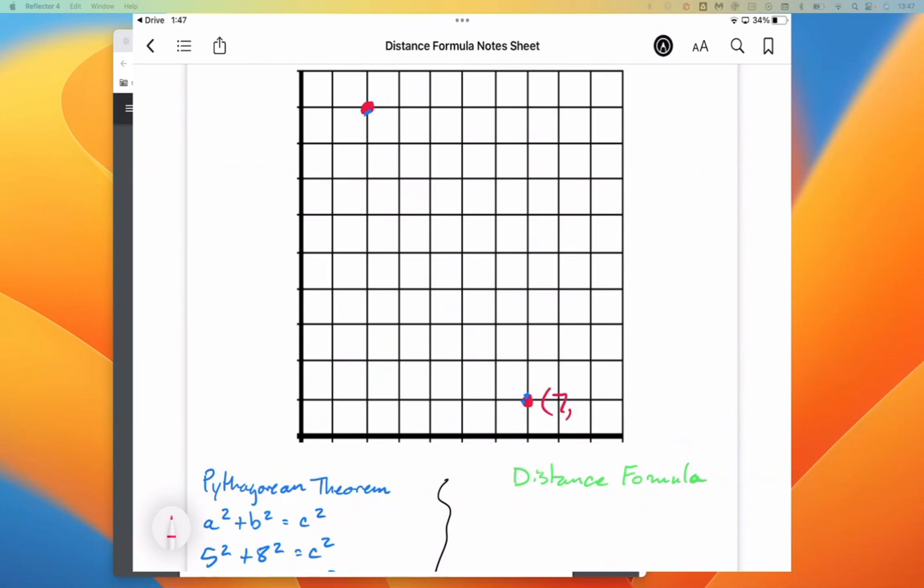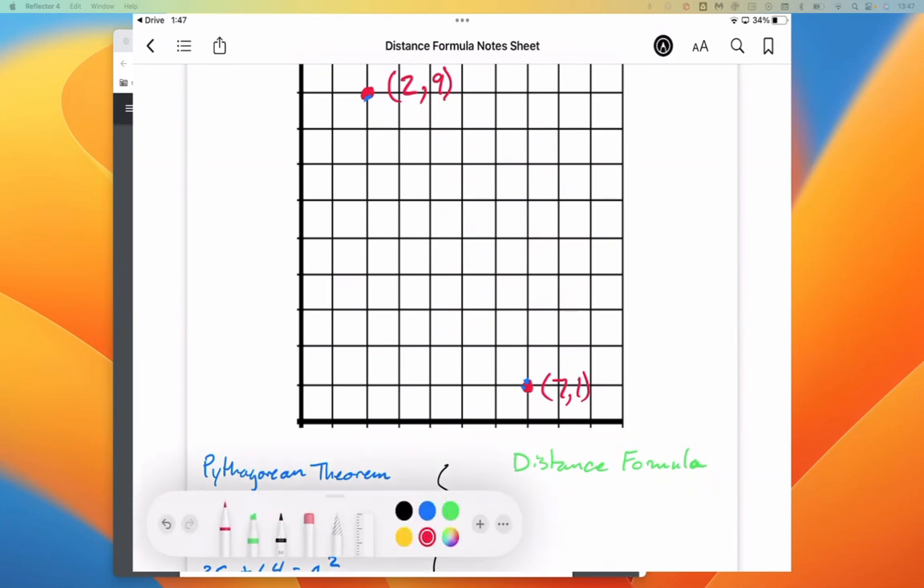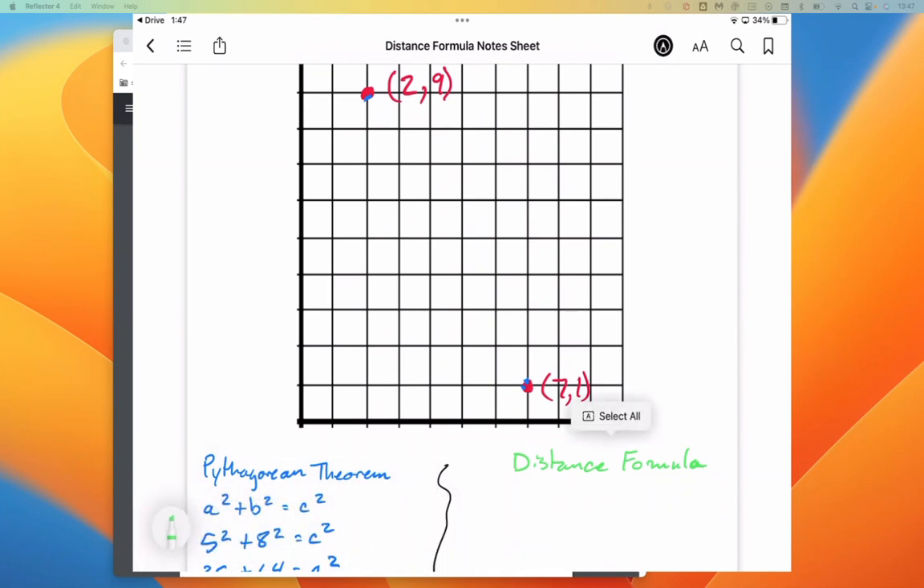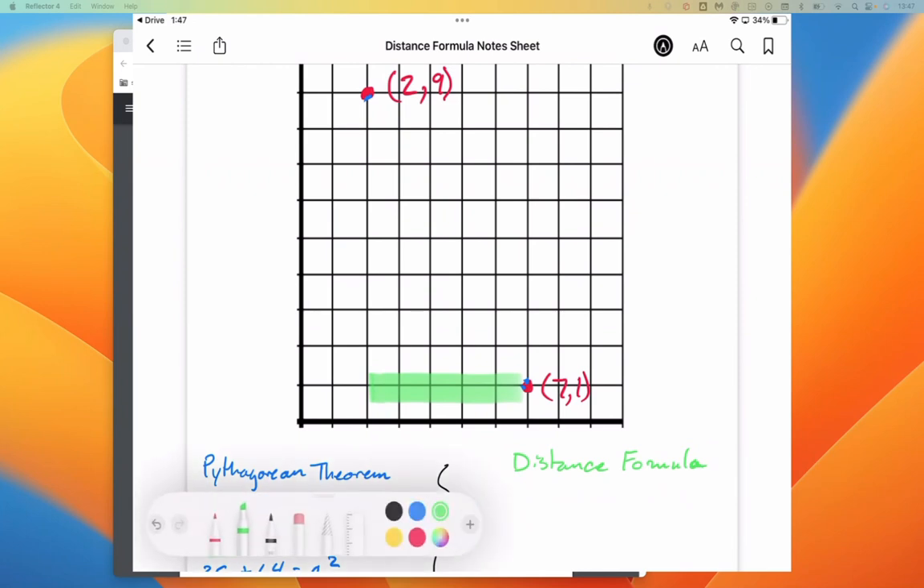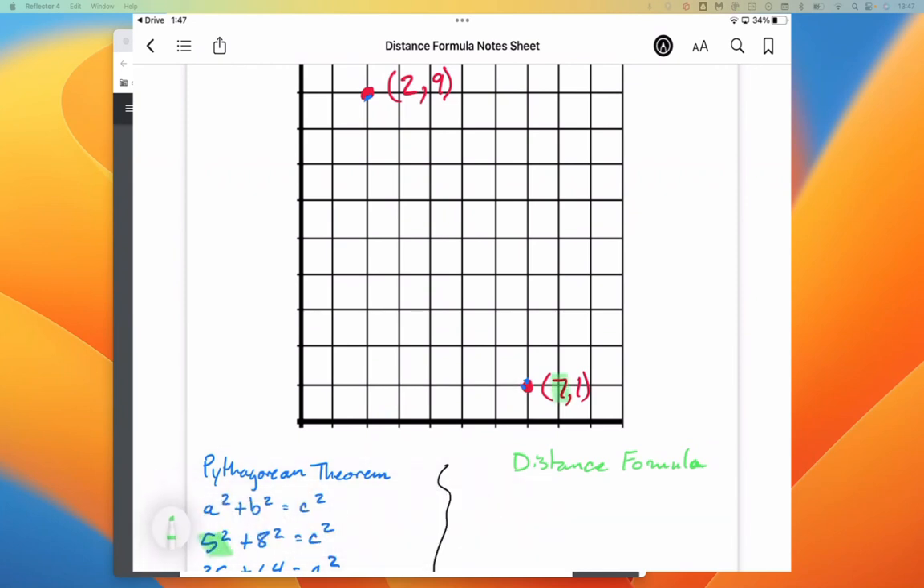That is point 7, 1. And the other point is point 2, 9. So we have 7, 1 and 2, 9. And it's interesting because if you think about what we did with the Pythagorean theorem, when we made the A side across the bottom there, instead of counting boxes, we could have just done 7 minus 2. And that would have given us 5, just like we had for the Pythagorean theorem.